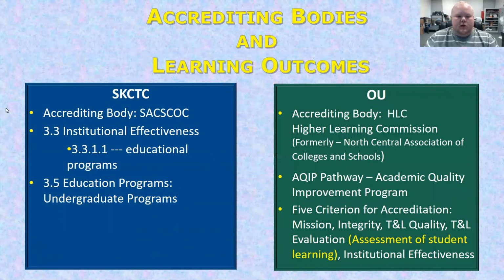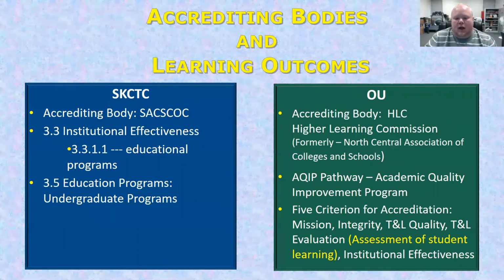Okay, so now you can see here accrediting bodies and learning outcomes. Program and course learning outcomes for students must meet accreditation requirements. My school is accredited by SACS. Competency is evidenced by the requirement in 3.3, institutional effectiveness, 3.3.1.1, educational programs to include student learning outcomes. This is evidenced by each assessment relating to the student learning outcomes set forth for the course.